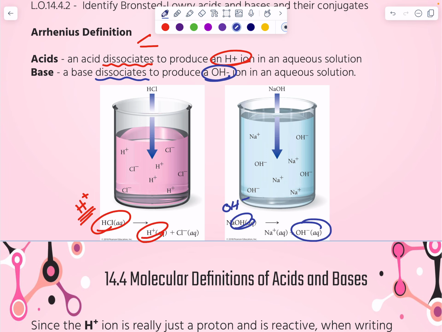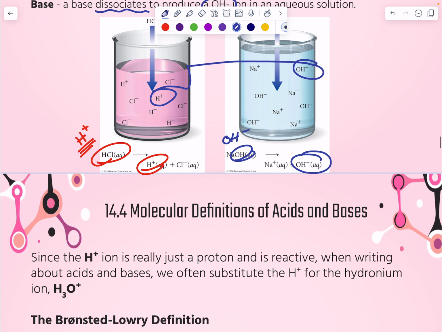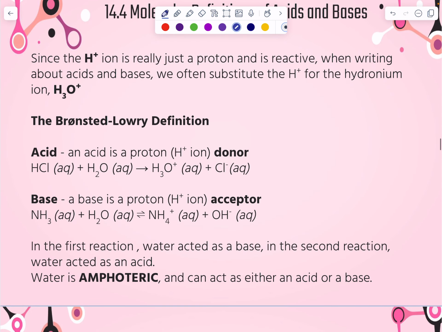Now you may have started to figure out, well, what if I take an OH minus and I add it to an H plus? That makes water. That's why acids and bases neutralize each other. We're going to talk more about that, but we're going to move on to the second definition of an acid and a base, and that's the Bronsted-Lowry definition. When we talk about a Bronsted-Lowry acid or a Bronsted-Lowry base, we're going to describe an acid as a proton or H plus donor.